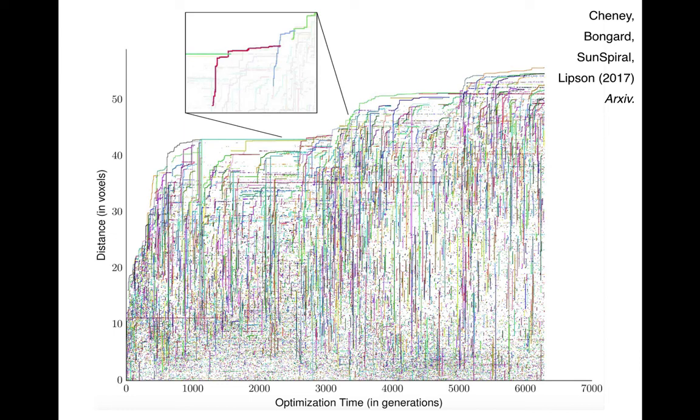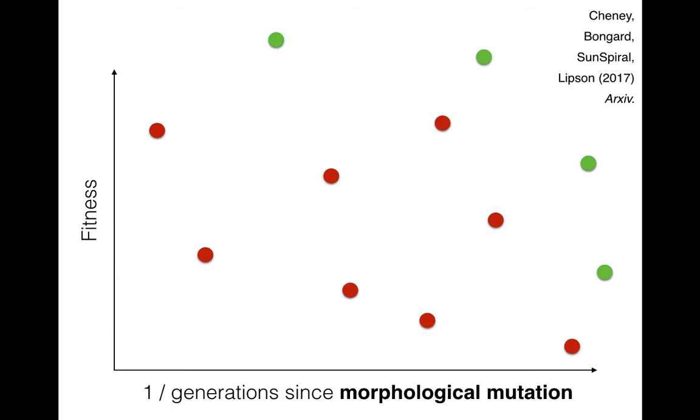The important change that Nick made in his experiment was how we compute age. So in Nick's work, for each robot, he measured the number of generations since the last morphological mutation. So we might have a child that has a different morphology than its parent. It suffered a morphological mutation. So in this case, it would have an age of zero. So this should probably be 1 over 1 plus generations. This robot has a morphological mutation age of zero.